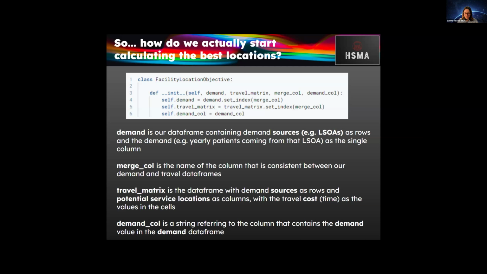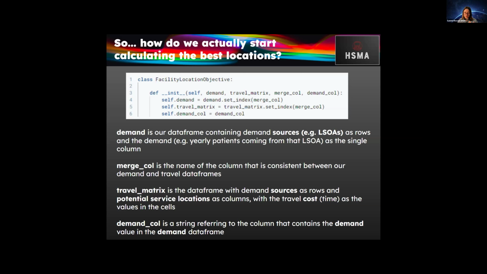The travel matrix is the data frame with the demand sources as rows and the potential service locations as columns. For every possible location where you might place your sites, you've got each of those as a column, the places where people could be coming from as rows, and your travel cost as your cells. When you read across and down, that will be the travel time to that site from that LSOA. In this, we're also passing a parameter called merge col. This is the name of the column that is consistent between our demand and travel data frames. We may need to do a little bit of pre-processing to make sure that there is a column that is named the same between them.